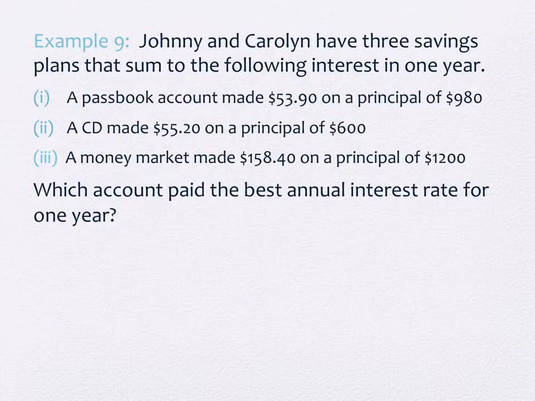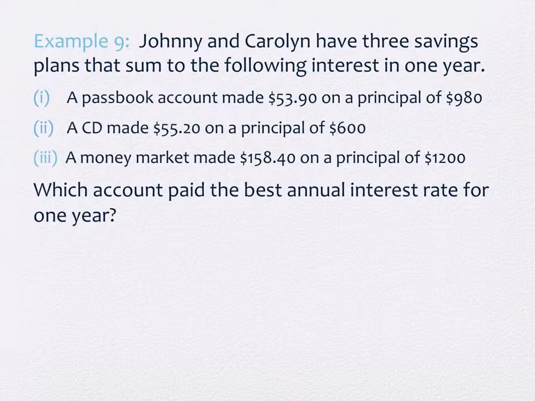Johnny and Carolyn have 3 savings plans that sum to the following interest in 1 year. They have a passbook account that made $53.90, principal of $980, a CD with $55.20 on a principal of $600, and a money market that made $158.40 on a principal of $1,200. The question is which account paid the best annual interest rate for 1 year?